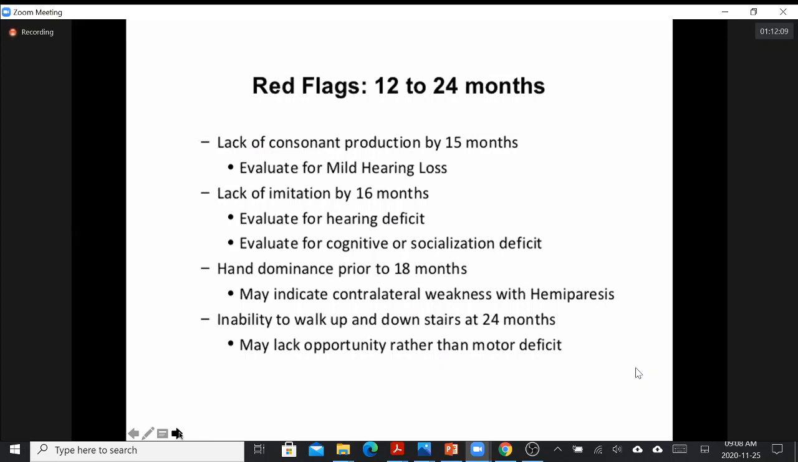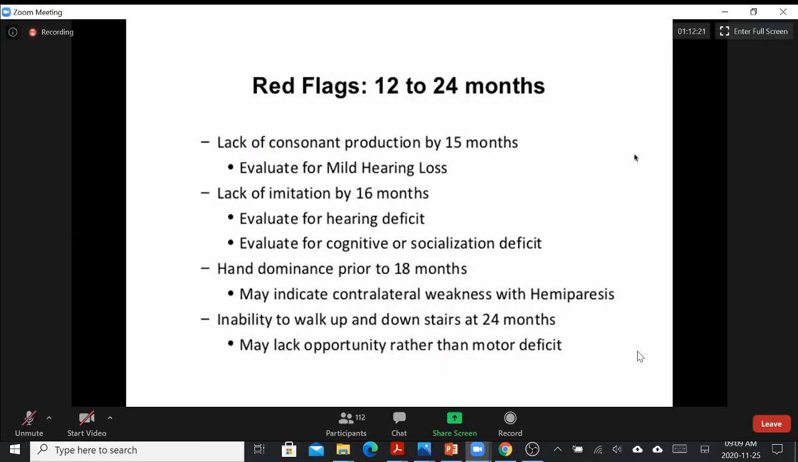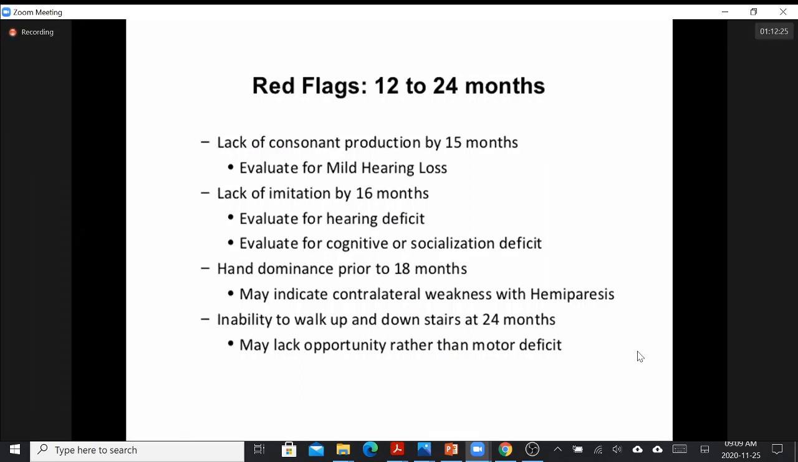Hand dominance. What is meant by hand dominance is whether the child has any preference to use left over right. Until the child is about 3 years old, they should not have any hand preference. So hand dominance prior to 18 months might mean the side they are not using is weak, or having a hemiparesis. Inability to walk up and down stairs at 24 months.